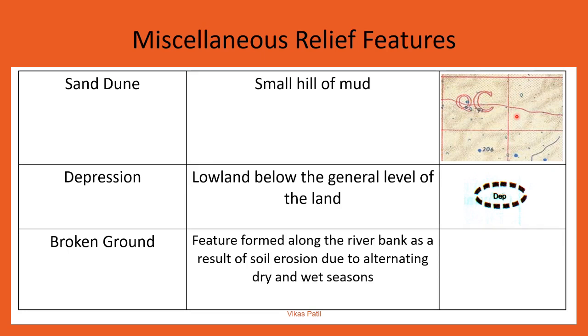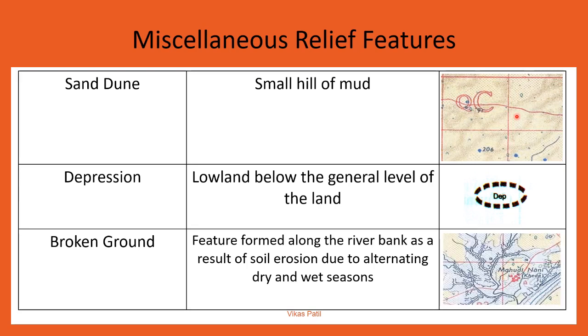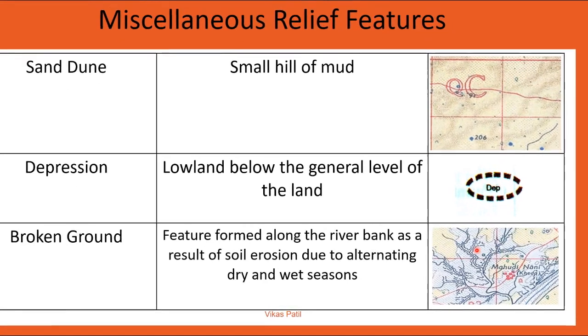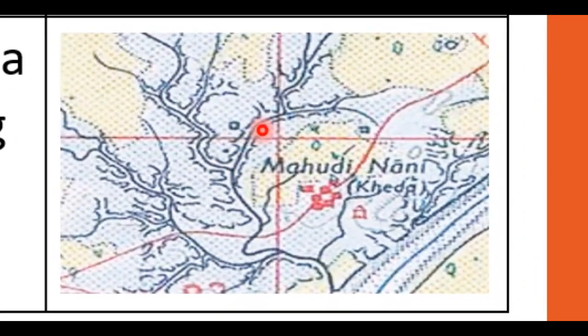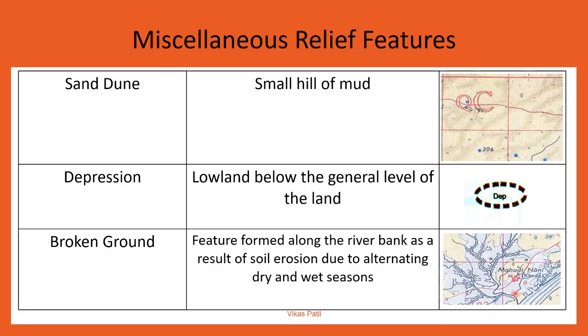Then we have broken ground, a very unique land feature. Broken grounds are formed along the river banks. As you can see, these broken, curved lines along the river bank are broken grounds. They are basically uneven river banks which are made when a region is receiving seasonal rainfall. So the alternate dry and wet seasons make the river bank very uneven. This is also an indication that this region receives seasonal rainfall.